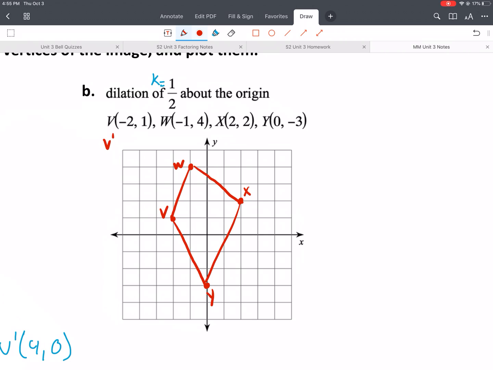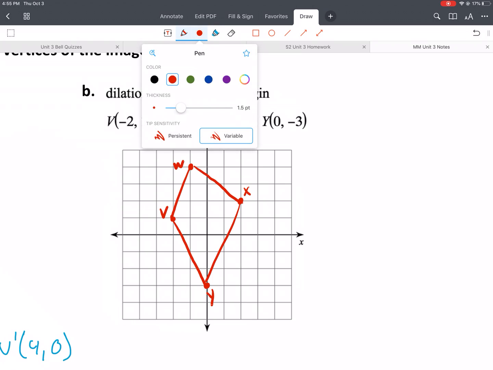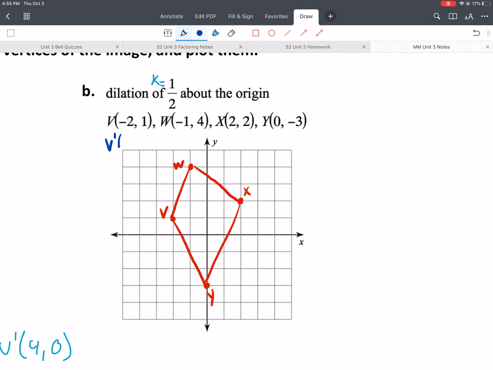So v prime, actually let me use a different color. V prime would be negative 1, because 1/2 times negative 2 is negative 1. And then we'd have 1/2. W prime would be negative 1/2, 2. X prime would be 1, 1. And then y prime would be 0, negative 3/2.